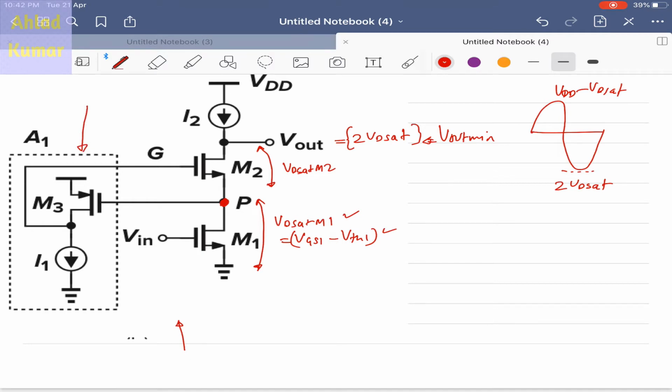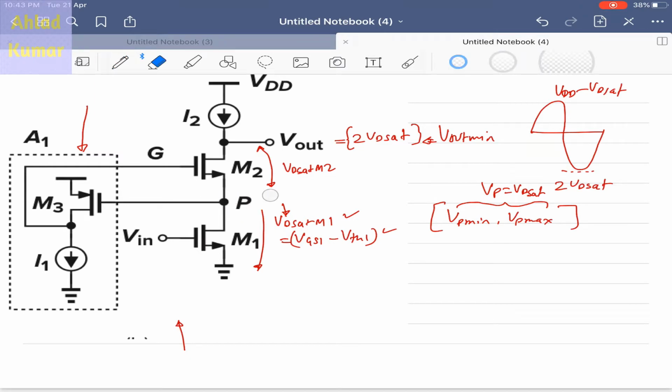Let us first discuss how it is possible that we are getting VP as VD sat over here. In order to do that, we have to calculate the range of values of P, that is the VP min and VP max, and see whether the potential VP, which is equal to VD sat, what we are assuming, satisfies this range or not. So how to calculate the VP max?